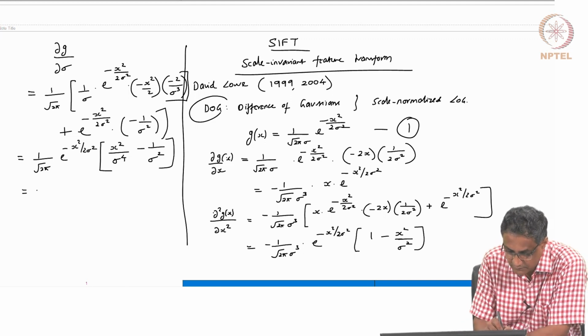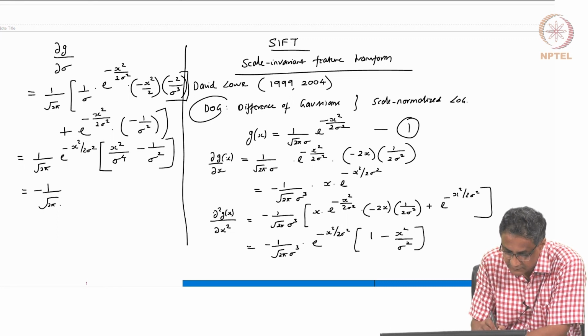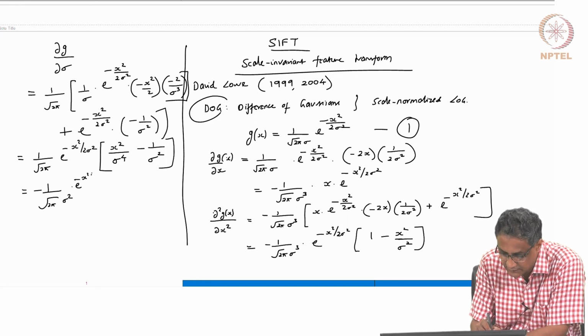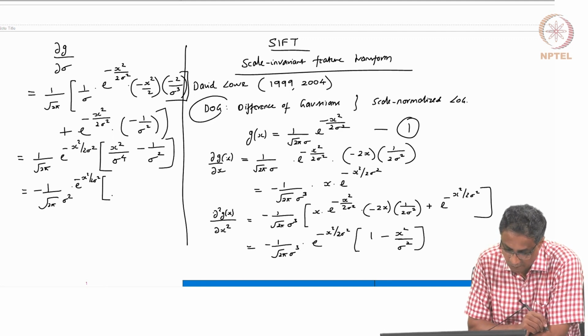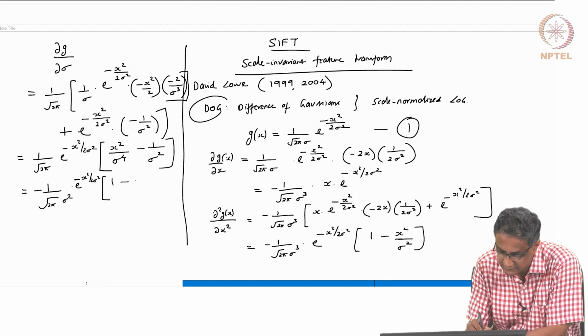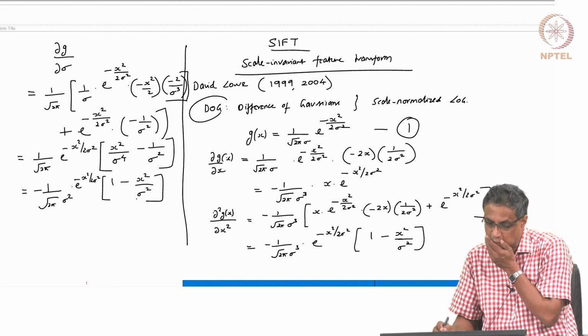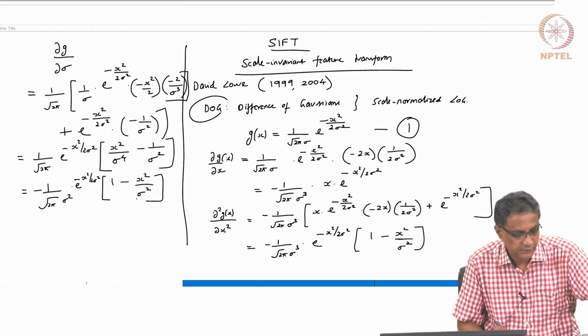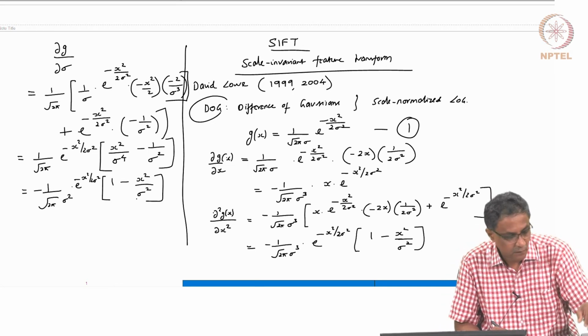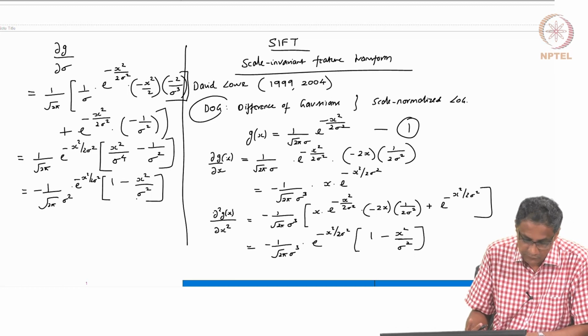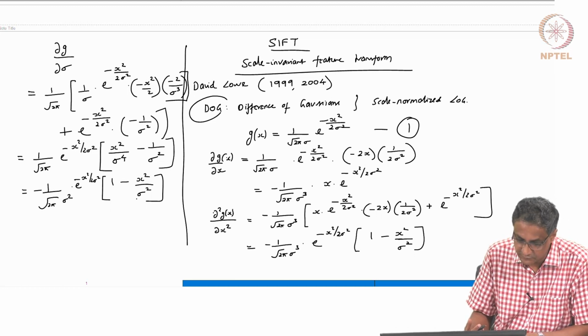Or if I pull out minus, then I get minus 1 by root 2 pi, and then I can pull one sigma square extra, because this guy also has sigma square, and then e raised to power minus x square by 2 sigma square, and then you will get 1 minus x square by sigma square. Just to confirm that everything is going okay. So you get minus 1 by root 2 pi sigma square, 1 minus x square by sigma square.